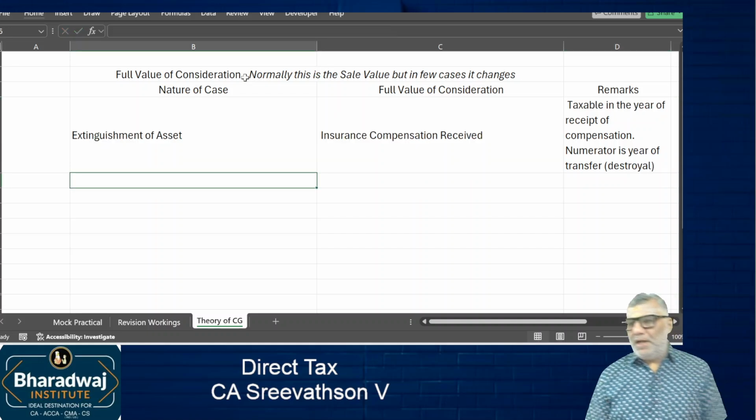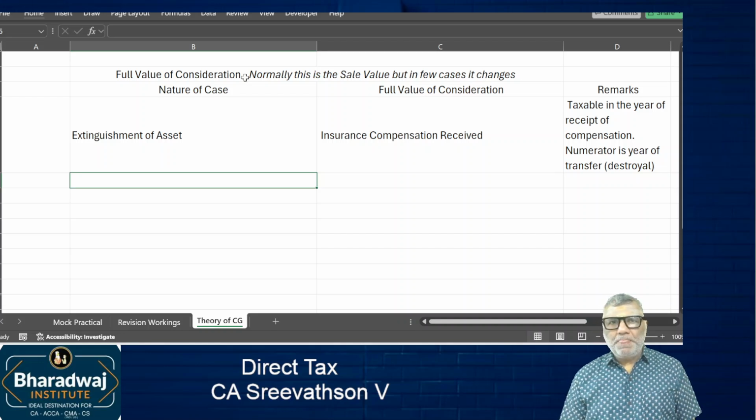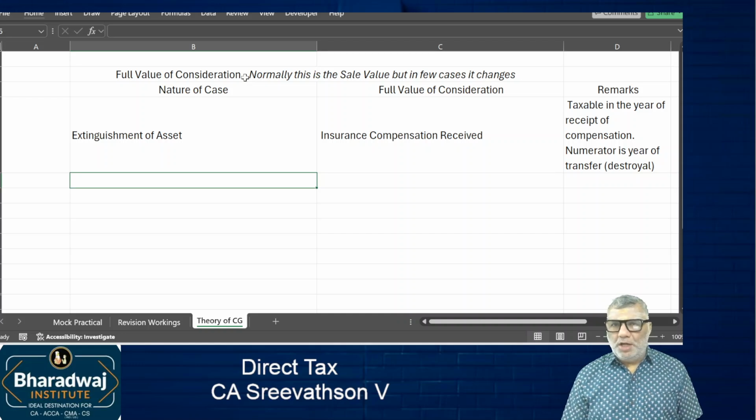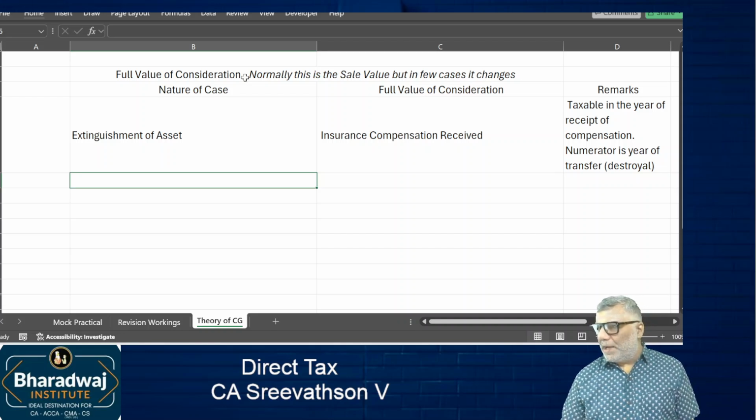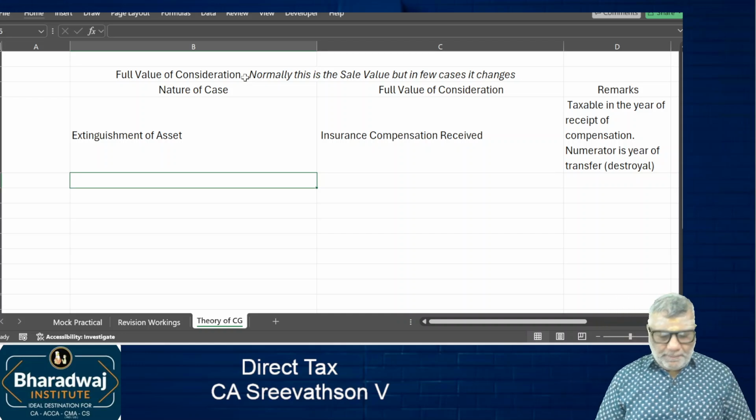Please remember, the numerator is the year of destroyal. That is something which we have to be really cautious about. I might tax it in the financial year 23-24 for an asset which got destroyed in 22-23 or 21-22. So the 348 will not be the numerator, it will be some other year.